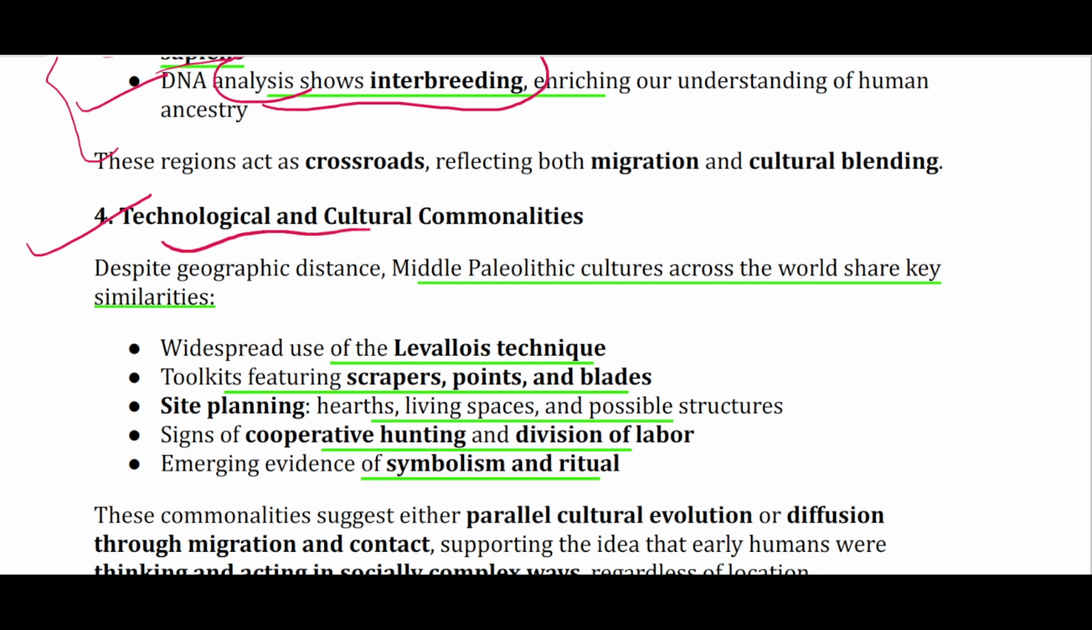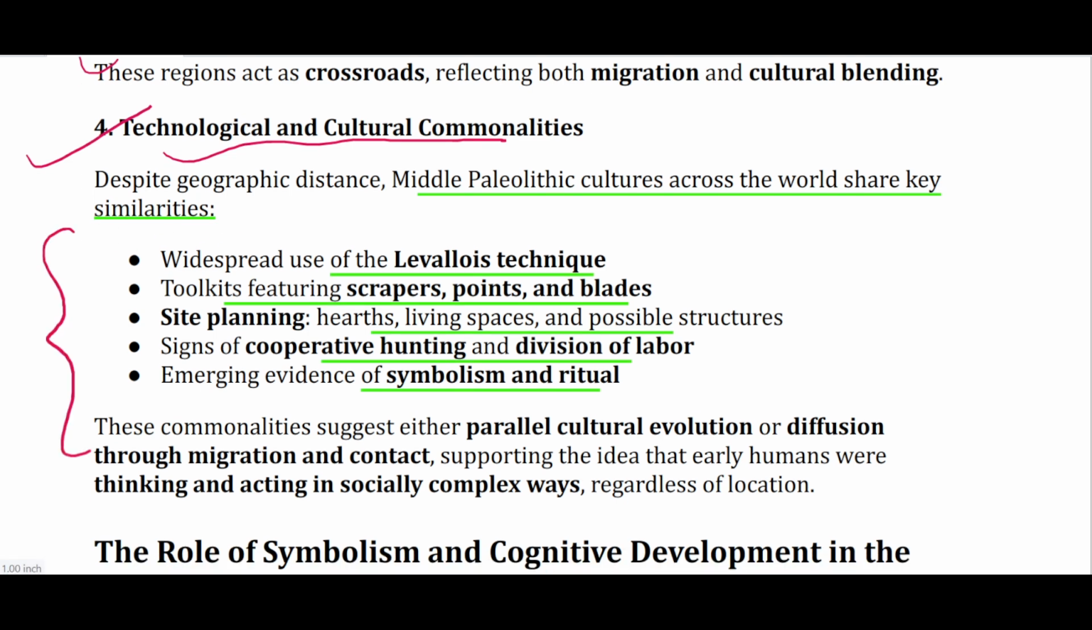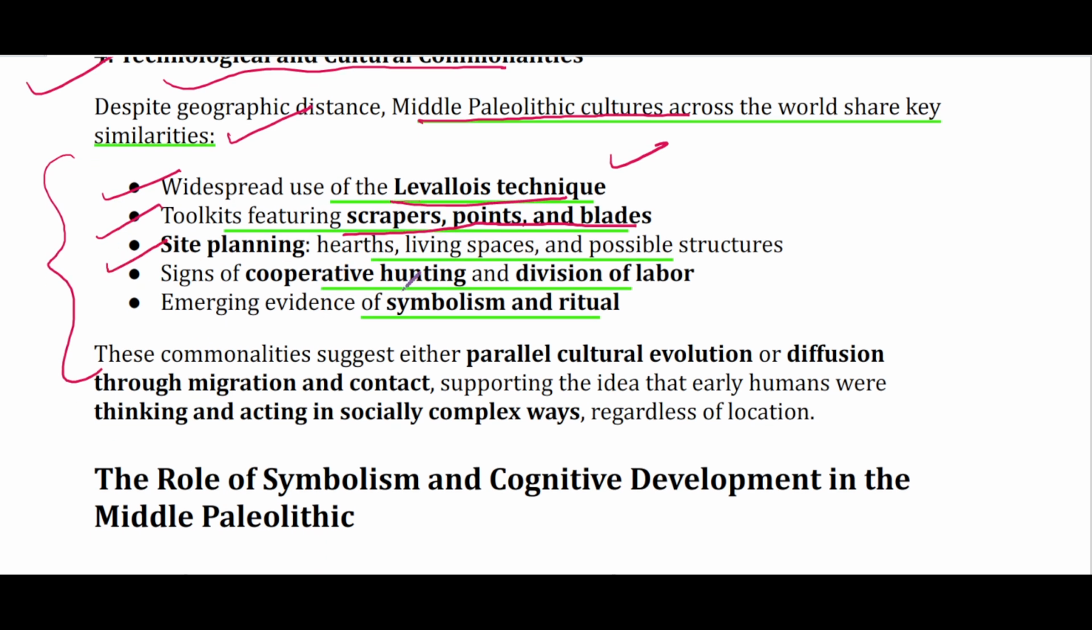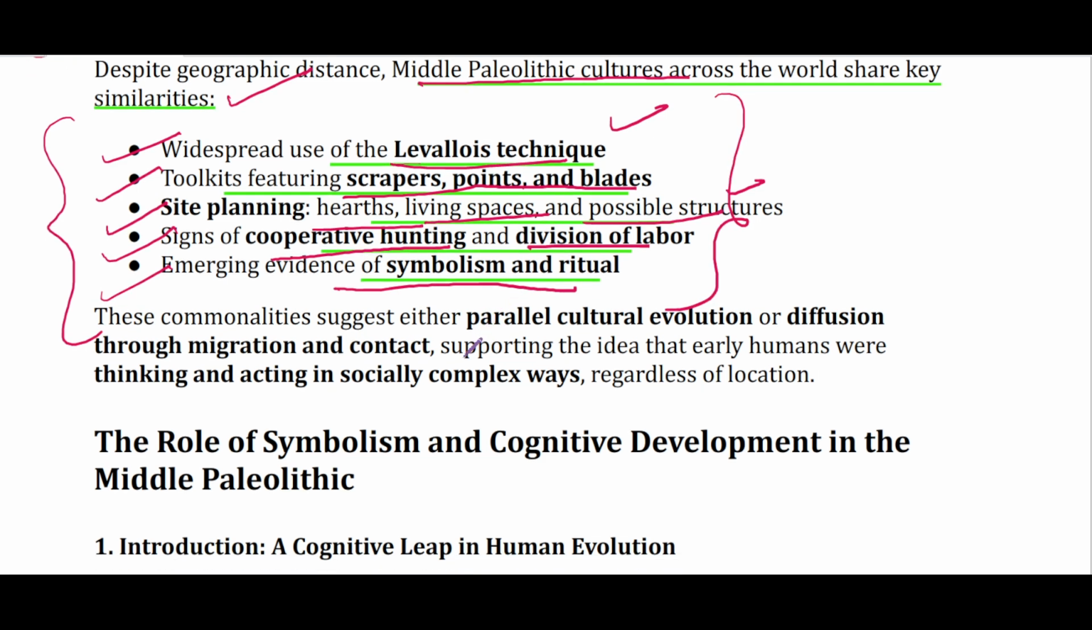Now let's have a look at technological and cultural commonalities between these groups. So here the Middle Paleolithic shares some similarities. First, the Levallois techniques were widely used. Toolkits included scrapers, points, and blades. Then the sites included hearths, living space, and possible rudimentary settlement patterns. There were signs of cooperative hunting and differentiation of labor, and some sites suggest evidence of symbolism and ritualistic behavior.